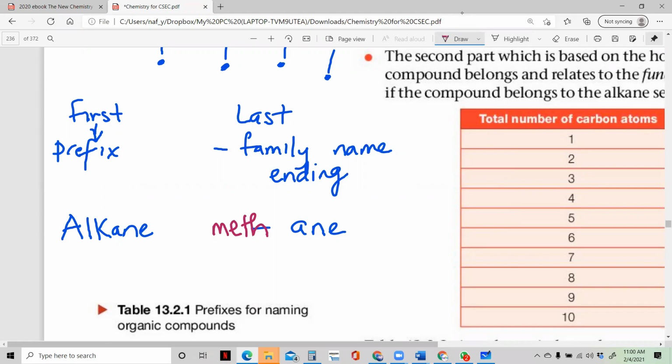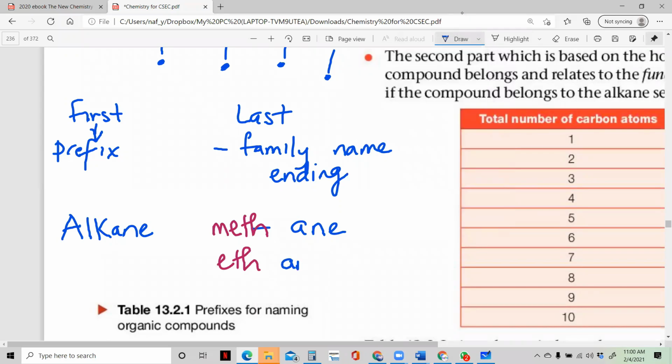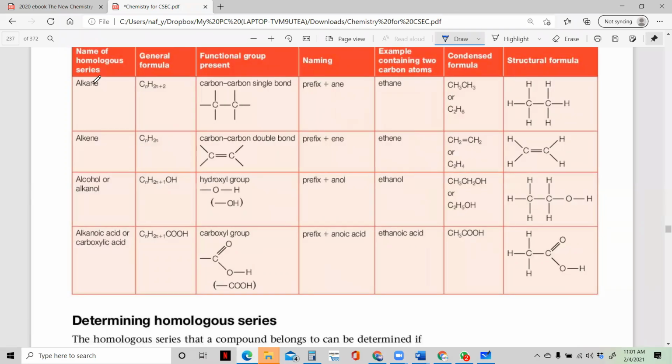Member of the ANE family has two, I'm going to have the prefix ETH, but the ending, I must have my family ending, which is A-N-E. So put it together, I get ethane. Family groups that you need to learn, ladies: alkanes, alkenes, alcohol. So these are organic alcohols now. And another name for it is called alkanols.